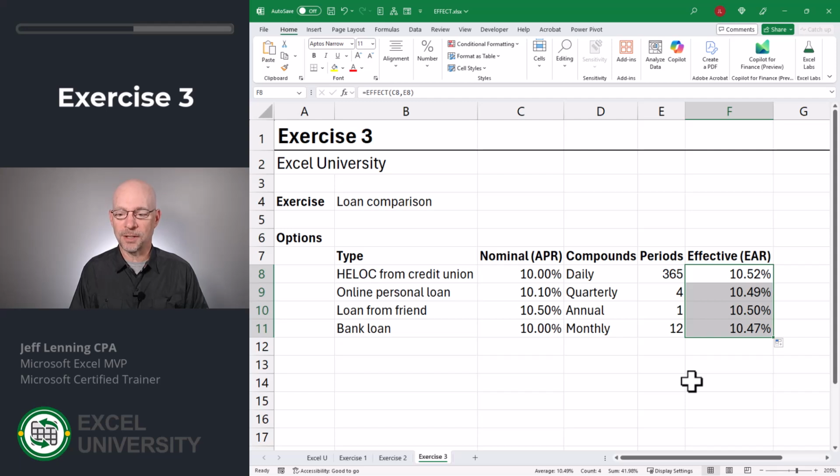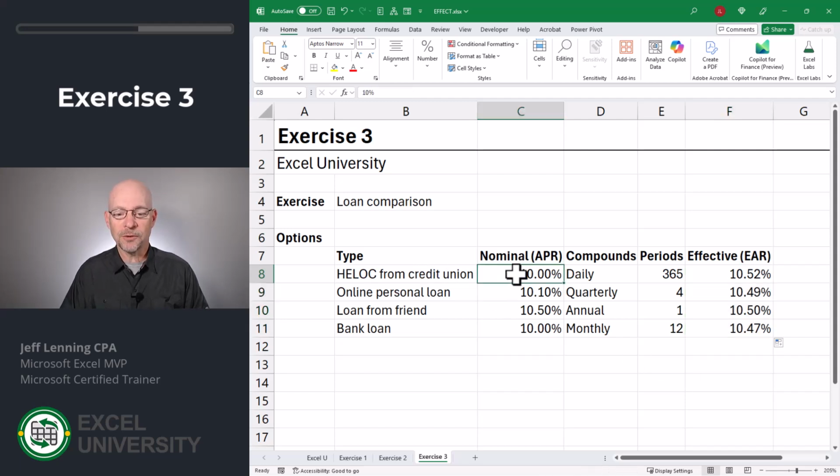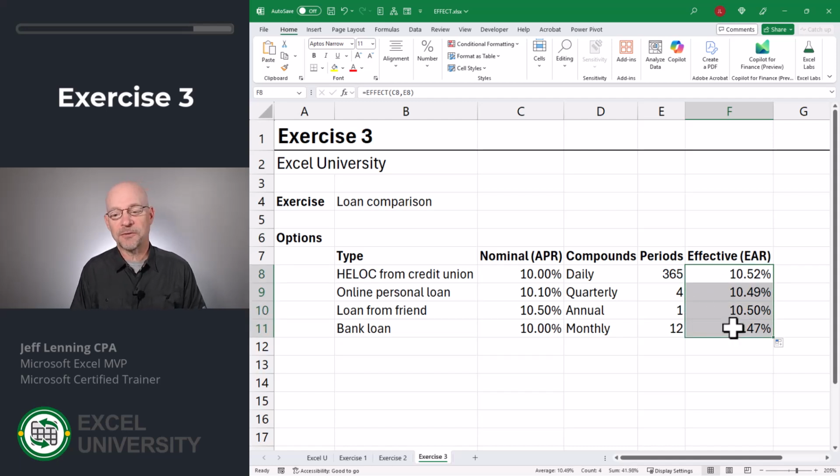Now let's take a look around here. Okay, that's interesting. This home equity line of credit has a 10% APR, but since it's compounded daily, the effective rate is 10.52%. And that could be surprising, because here the online personal loan actually has a higher APR at 10.1%. But since it's only compounded quarterly, the effective annual rate is only 10.49%. So surprisingly, this loan has a higher APR, but it actually has a lower effective rate. So once again, this effect function allows us to really compare loans, given their various APRs and compounding periods.